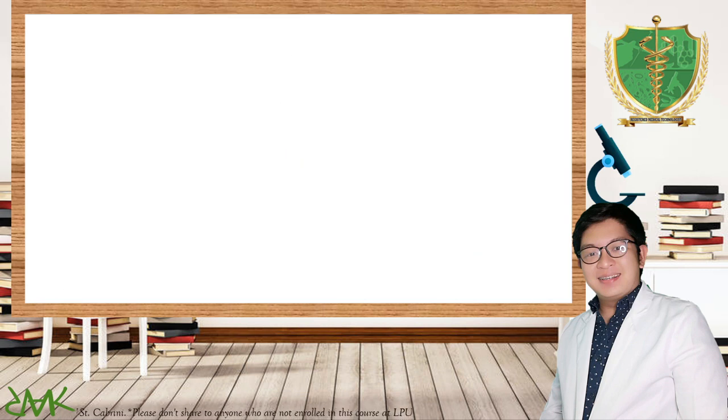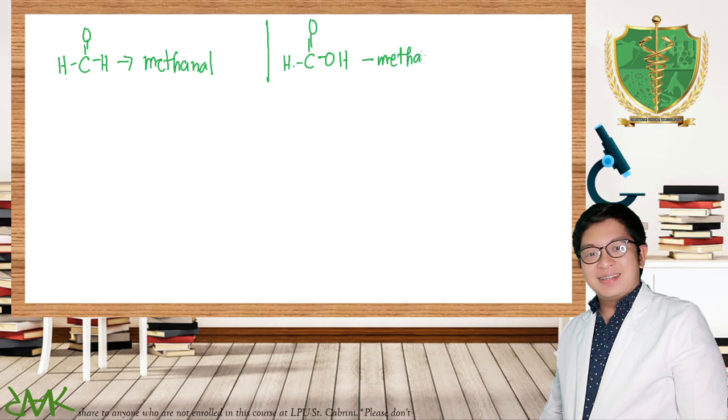Let's say for example, methanol. This is our methanol. If we derive the carboxylic acid, it will be this way: 1, 2, 3, 4. This is your methanoic acid. And the common name of methanoic acid is formic acid.